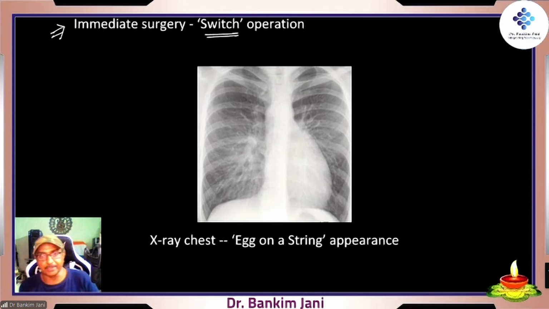When the X-ray is taken, you will find a very typical shape, right? As if this is an egg and it has been hung with a string. That's why it is called the egg on a string appearance. Again, this is only for the radiologist, but just remember this shape, right? You can see how flat the right side is, and then you get this bulge, right? So this is what is called the egg on a string appearance.